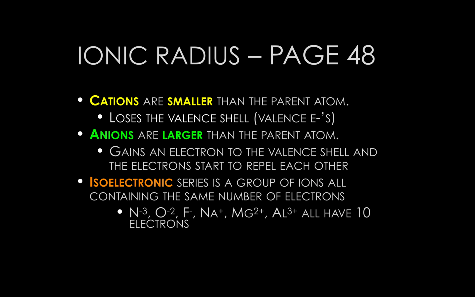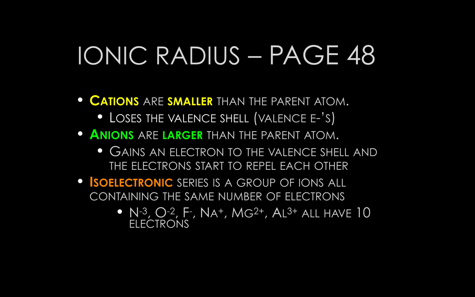Now, ionic radius. Remember that an ion is just a charged atom. So we either lost electrons or we gained electrons. Cations are metals that have lost electrons, so they're positively charged, and cations are smaller than their parent atom, and that's because they lose their valence electrons. Remember, metals are going to lose their valence electrons. If there's no electrons in the outer energy level, it's gone. So cations have got to be smaller because they've lost something.